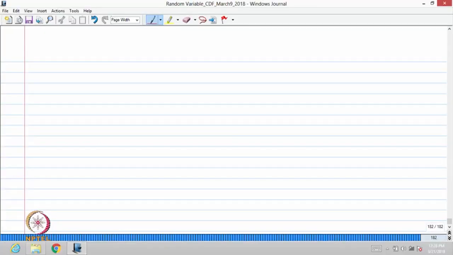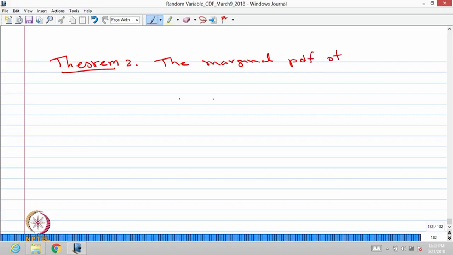The next result, one can get the marginal distribution of order statistics, that is the second theorem. Theorem 2: the marginal probability density function of any rth order statistic is given by f suffix x bracket r at the value x of r. Since you know the joint probability density function of order statistics, one can get the marginal probability density function of any one rth order statistic from the n dimensional joint probability density function of order statistics.